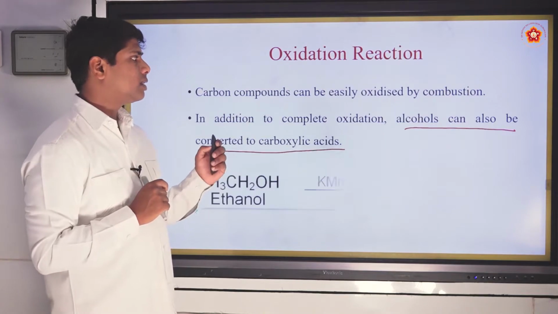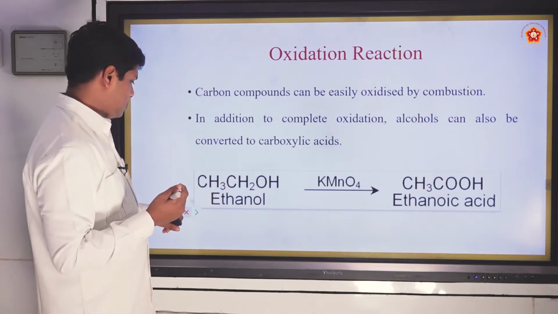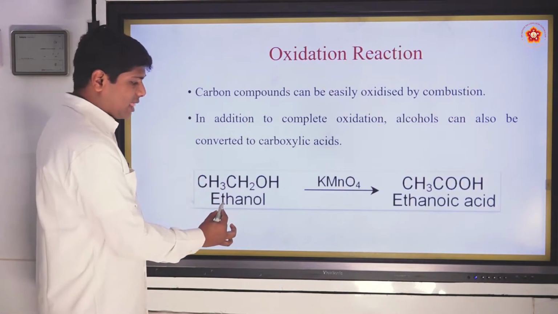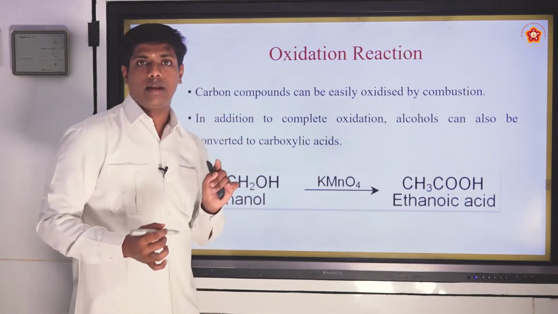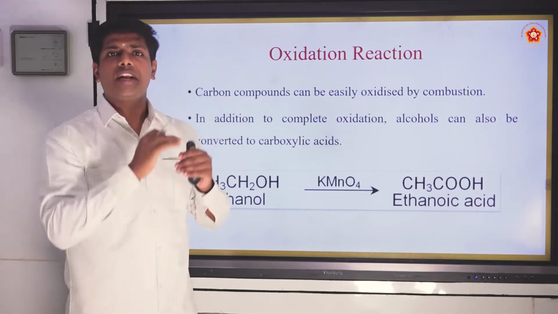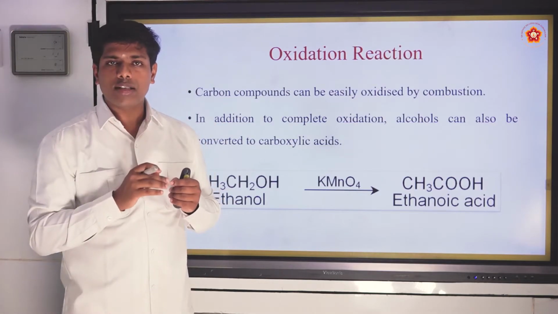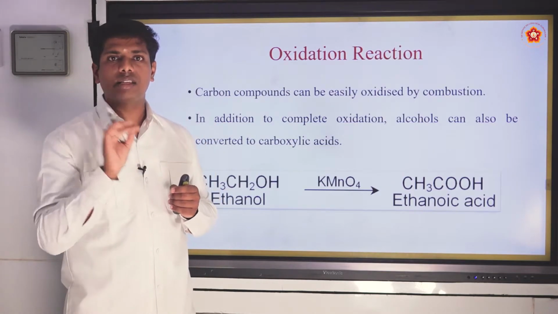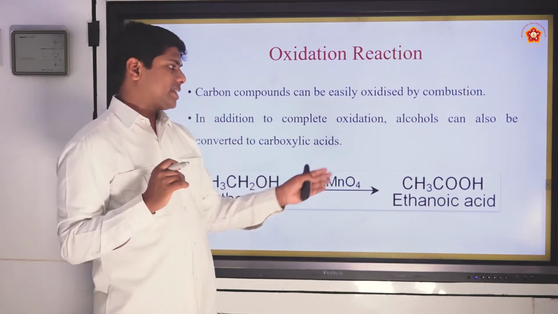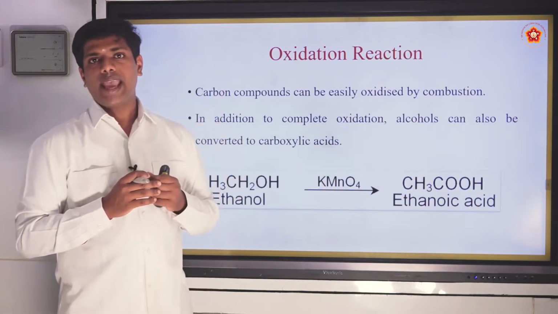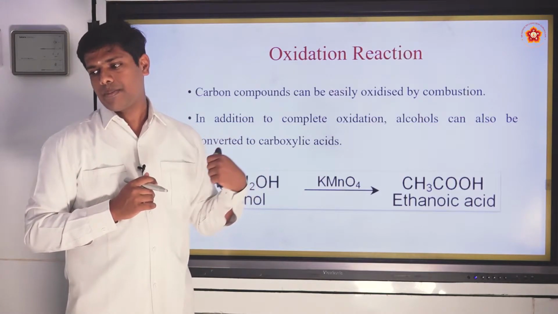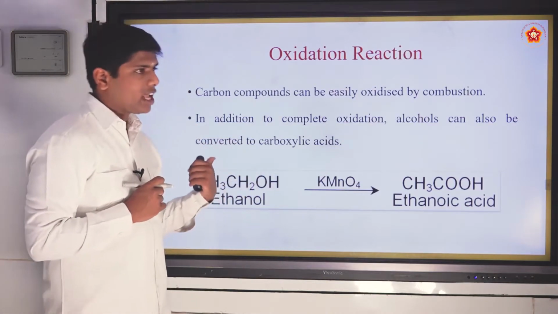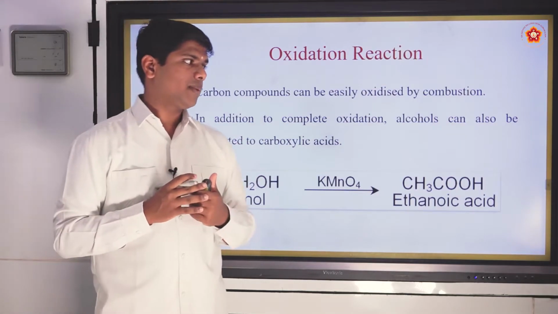Next, this is the general equation where ethanol is converted into ethanoic acid. How is ethanol converted into ethanoic acid? Through oxidation reaction. In the presence of KMnO4, it is converted into ethanoic acid. This is very important, children. Please note down this equation.